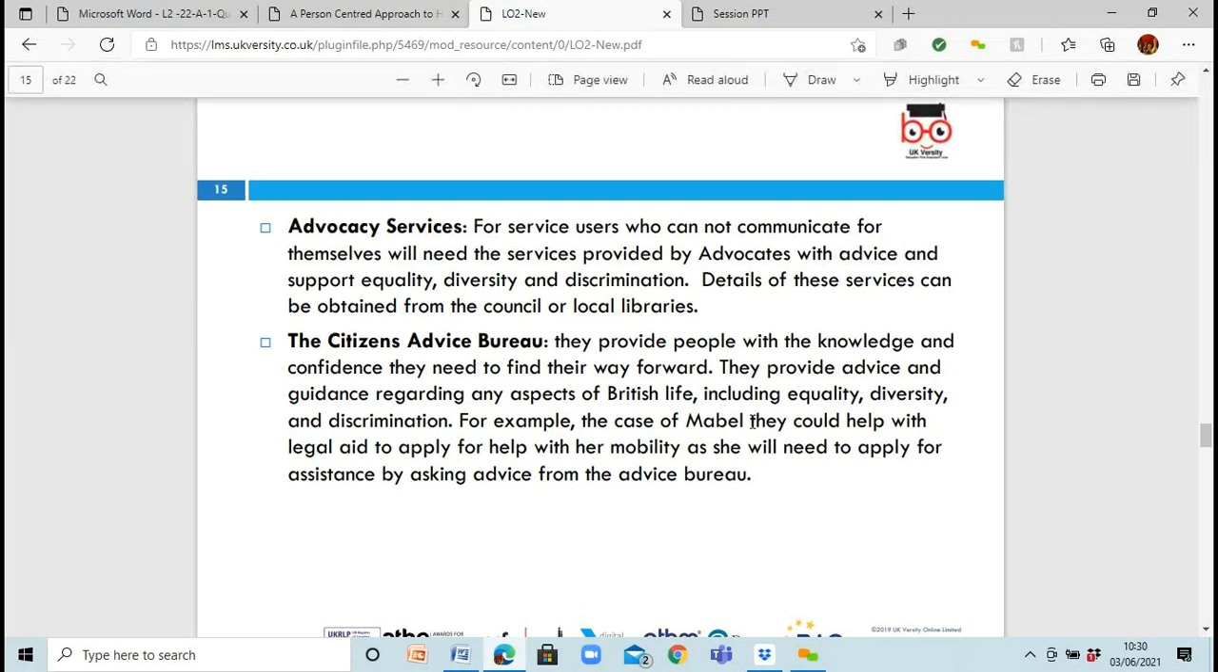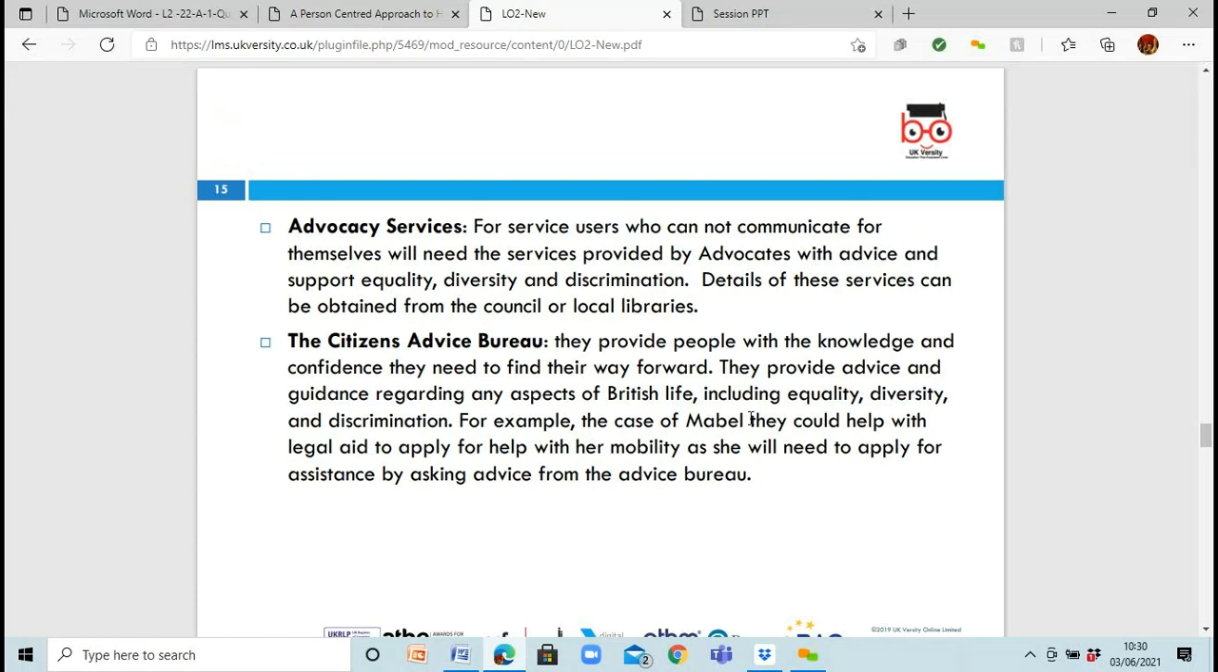And now we've got Mabel here. You'll come across Mabel when we do the assignment. Mabel is a fictional service user, and it's all based on her when we come to the assignment. She's got a PEG feed and a lot of other different issues. In the case of Mabel, who doesn't want to stay in hospital, she wants to go home. She just wants to be with her own family. She can get legal aid, she can get help with her mobility, and she can also apply for assistance from the Advice Bureau.